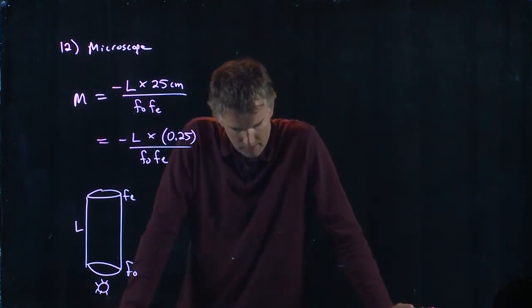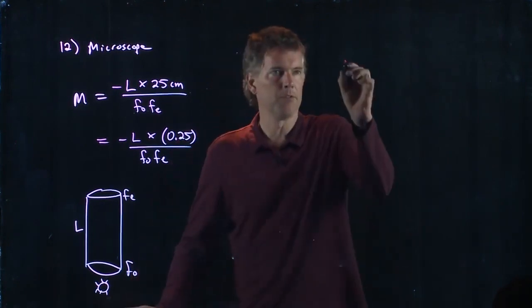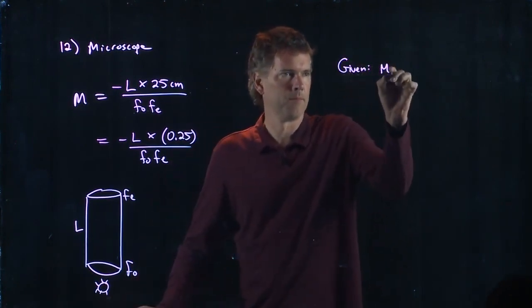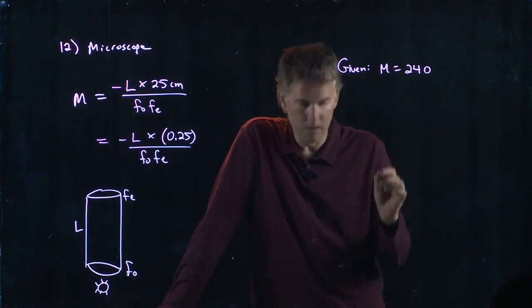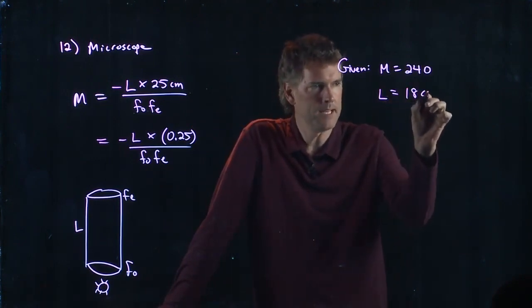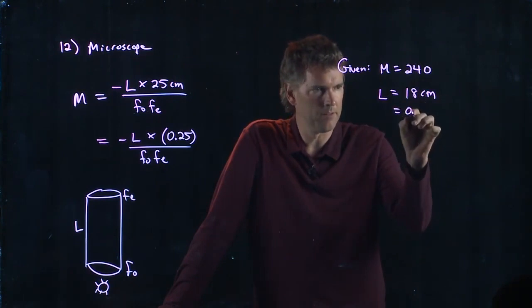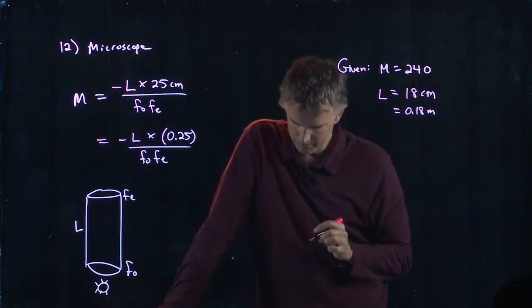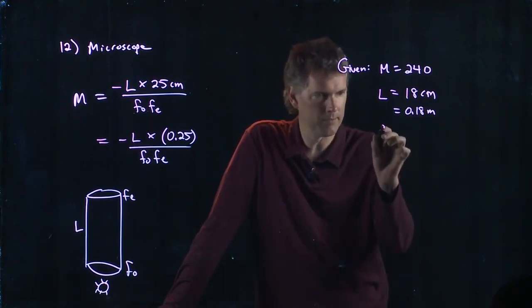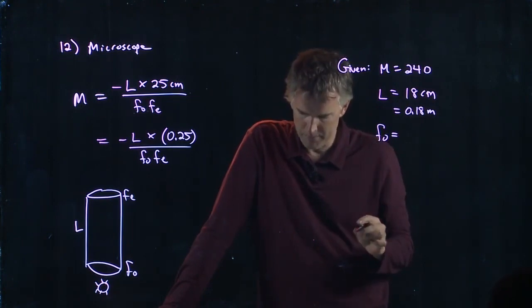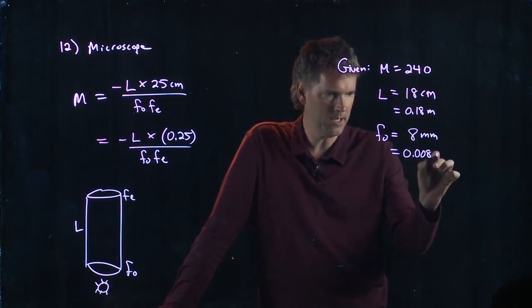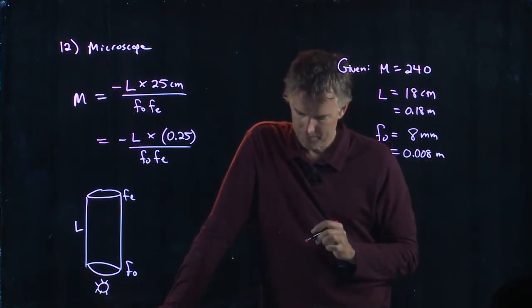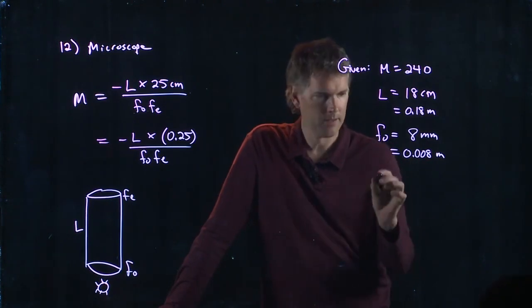So how do we do this? Well, they tell us M, right? M is 240. They tell us L, 18 centimeters, so that's 0.18 meters. And they also tell us the focal length of the objective. Focal length of the objective is 8 millimeters, which is 0.008 meters. And we need to calculate the eyepiece.